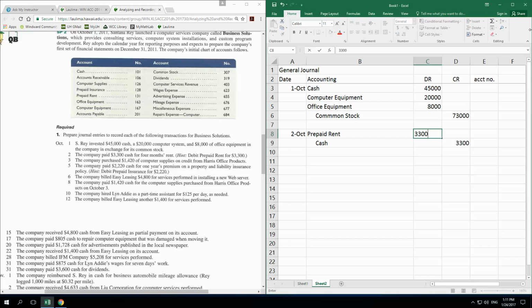So we got a balancing transaction, $3,300 to prepaid rent, debit. That's an asset. That asset is increasing. And then our other asset, cash, is decreasing because we paid money out. Okay? Follow that? Yeah? Okay.